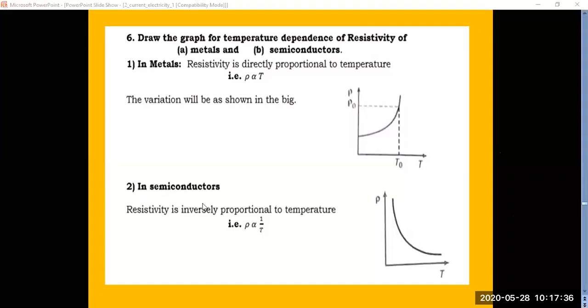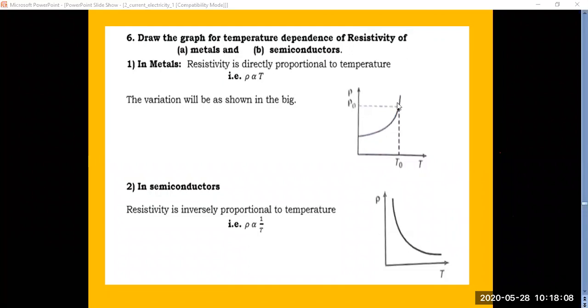See, in semiconductors, resistivity is inversely proportional. What is the meaning? If I increase my resistivity, the temperature has to come down. Or if resistivity is becoming less, temperature will increase. That's why we wrote it is inversely proportional. Rho is proportional to 1 divided by T. In metals, it has to go up. In non-metals, it has to come down.